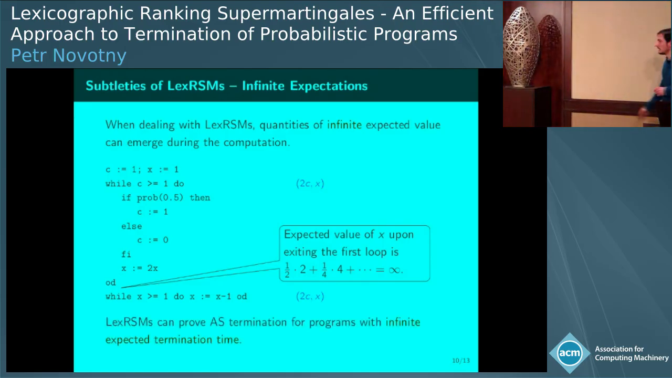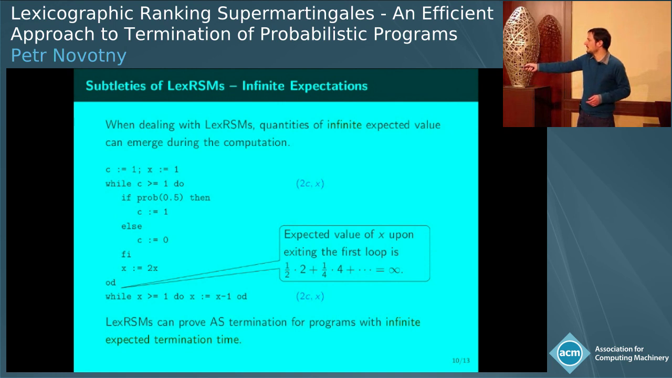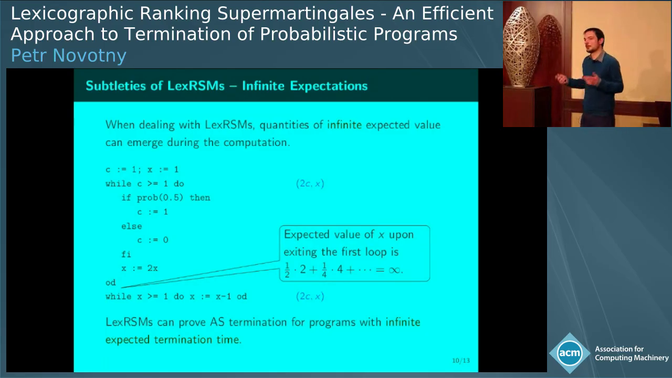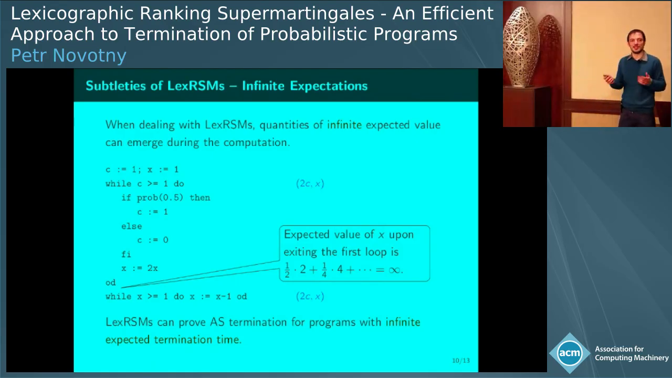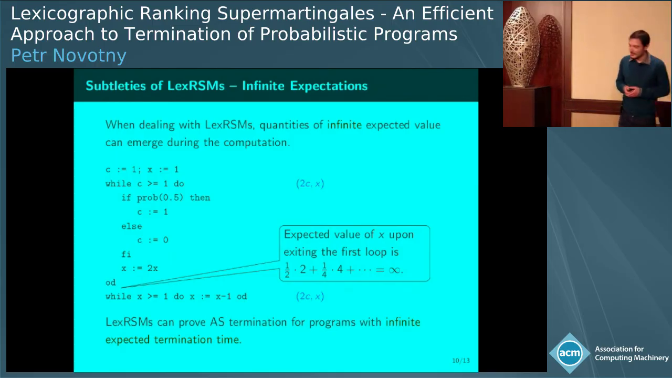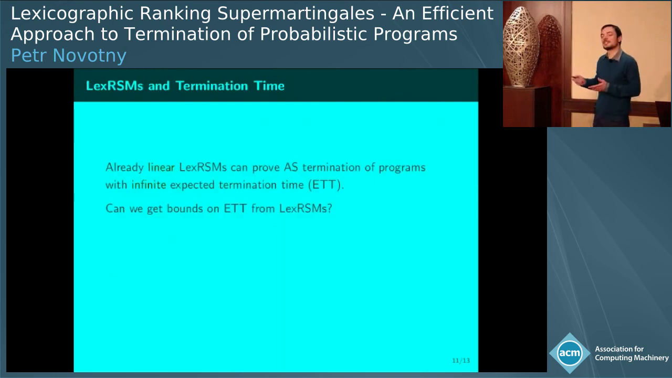Another thing to mention is that this program actually terminates in infinite expected termination time, infinite expected number of steps, because the expected number of steps spent in this second loop is infinite. And so this basically means that Lex RSMs provide a stronger proof rule than these one-dimensional ranking supermartingales, because again, it was previously proved that whenever a probabilistic program admits a one-dimensional ranking supermartingale, it must terminate in finite expected number of steps.